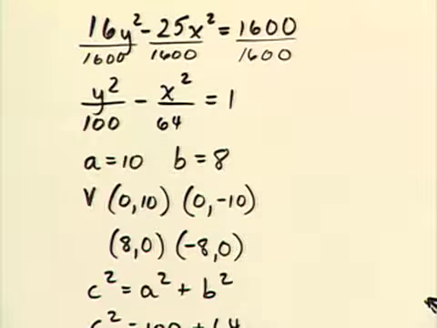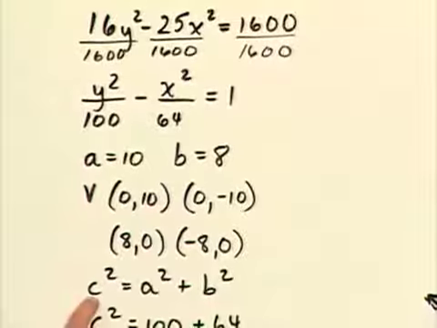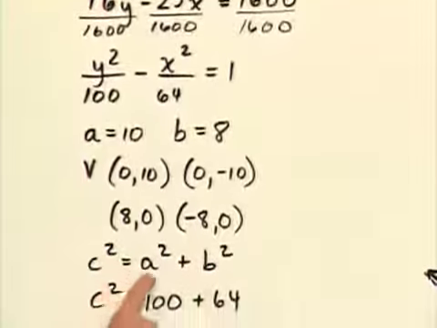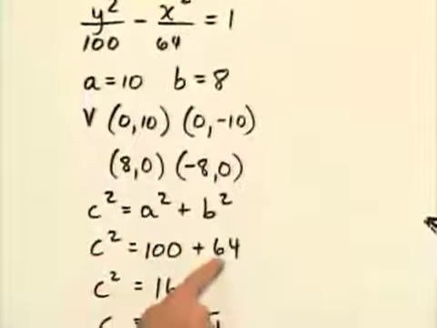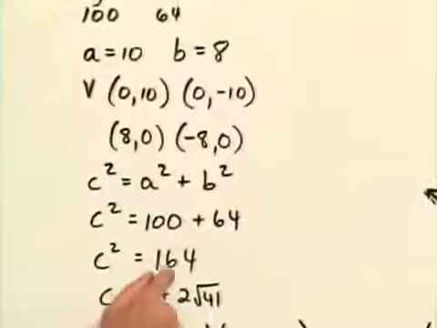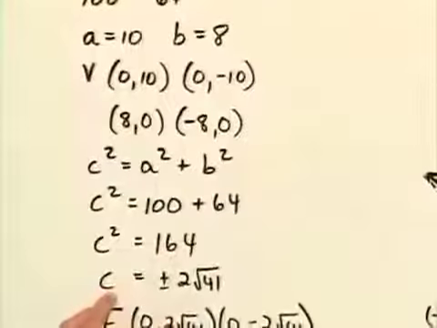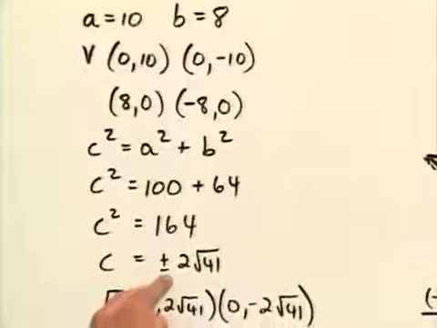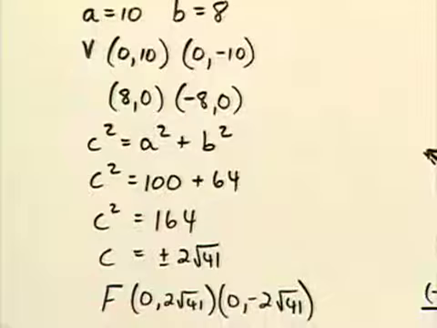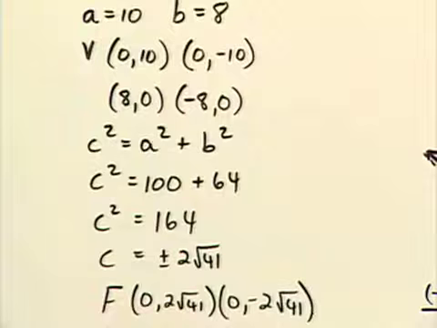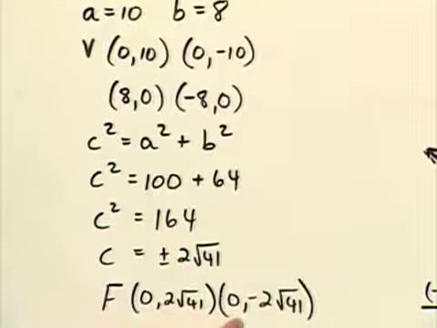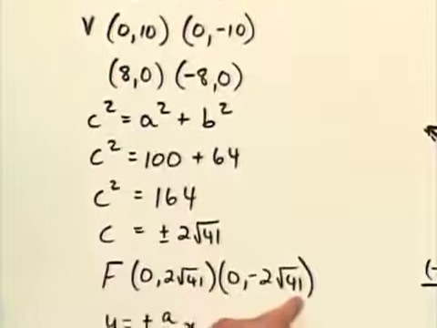Now to find c, which will help us find each focus, we solve the equation c squared is equal to a squared plus b squared, or c squared is equal to 100 plus 64, or c squared equals 164, and c will equal plus or minus 2 square roots of 41 because of the square root property. That means that our foci, which lie also on the y-axis, will be (0, 2√41) and (0, -2√41).